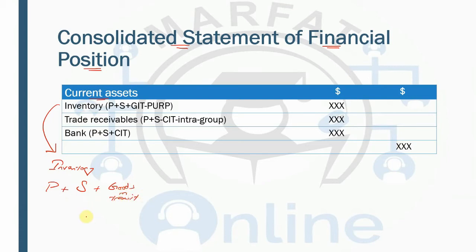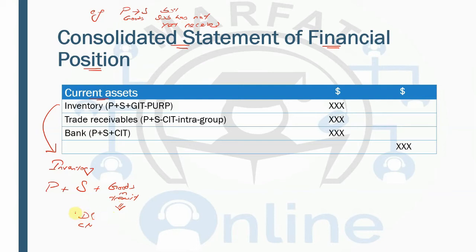Now what is this goods in transit? Goods in transit means either the parent or the subsidiary has sent the goods to each other. For example, the parent has sent the goods to the subsidiary, but the subsidiary has not yet received them. This is known as the goods in transit. So the treatment for goods in transit is that obviously they have not received it, but they will receive it at some point in future.